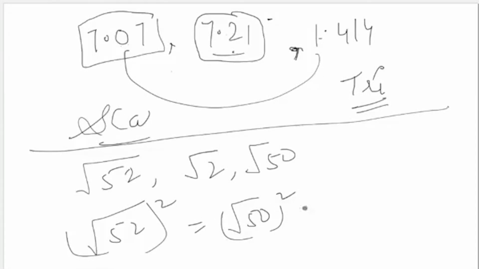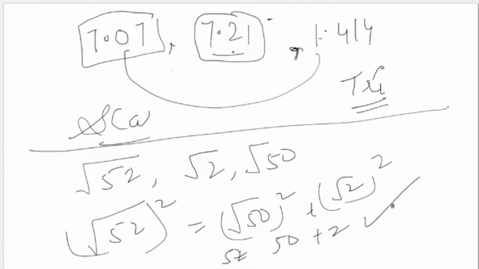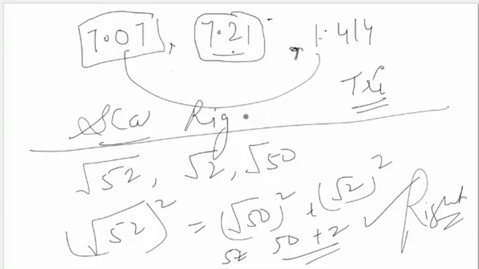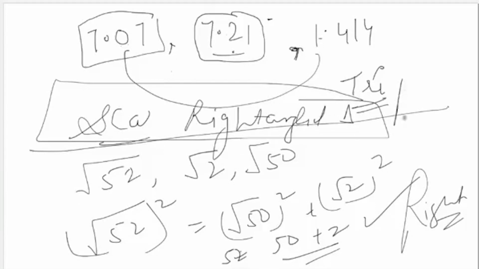Square of root 50 plus square of root 2, is it equal or not? Yes, it is equal. So it means perpendicular square plus base square is equal to hypotenuse square. So therefore, by the converse of Pythagoras theorem, we can say that it's a right angle triangle. What kind of triangle is this? Scalene right angle triangle. This is your final answer. Any doubt, anybody?